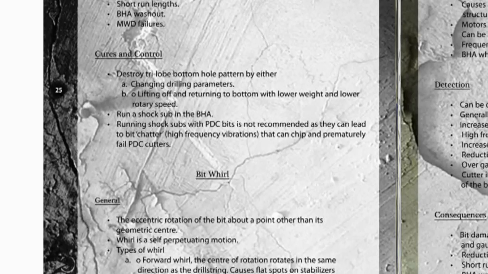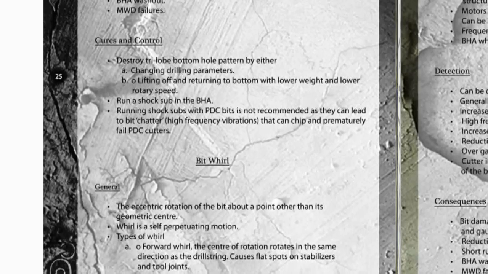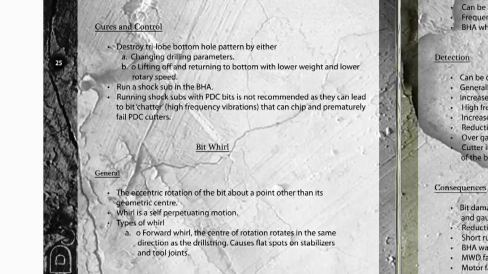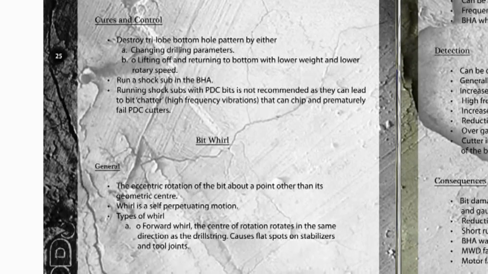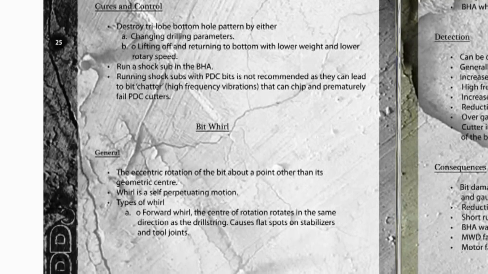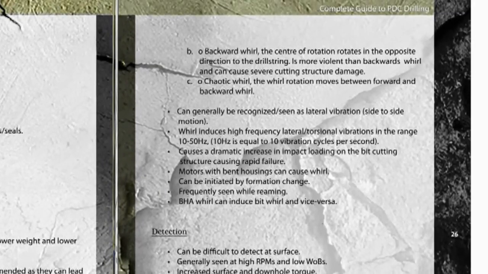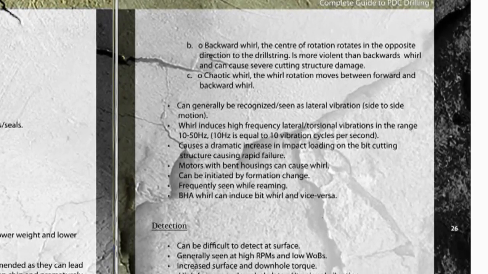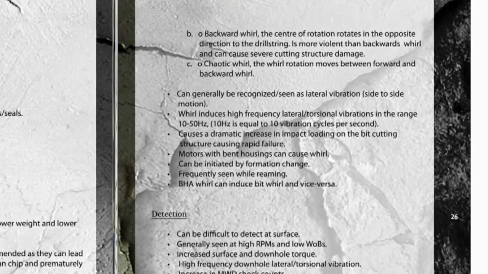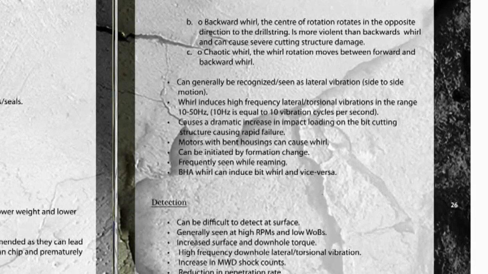Bit whirl. General. The eccentric rotation of the bit about a point other than its geometric center. Whirl is a self-perpetuating motion. Types of whirl. Forward whirl. The center of rotation rotates in the same direction as the drill string, causes flat spots on stabilizers and tool joints. Backward whirl. The center of rotation rotates in the opposite direction to the drill string, is more violent than forward whirl, and can cause severe cutting structure damage. Chaotic whirl. The whirl rotation moves between forward and backward whirl.